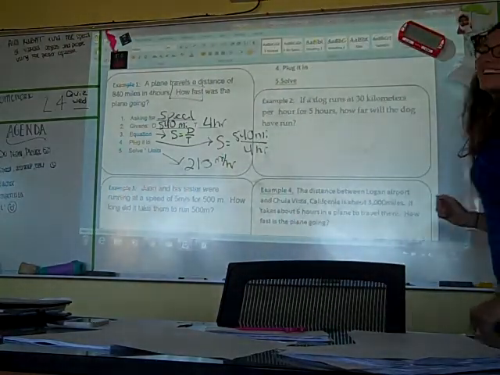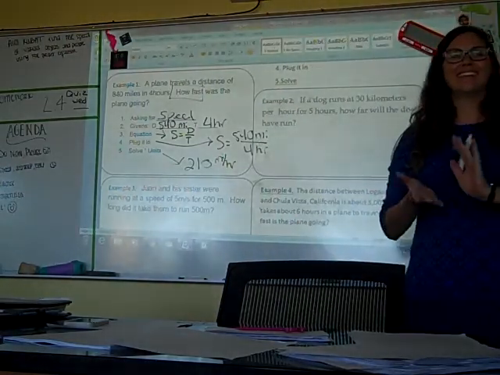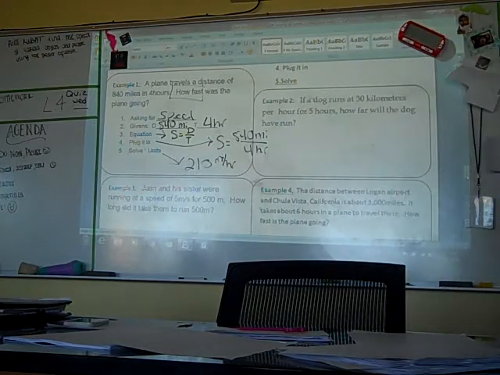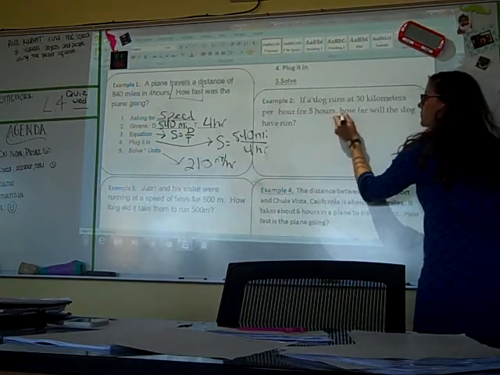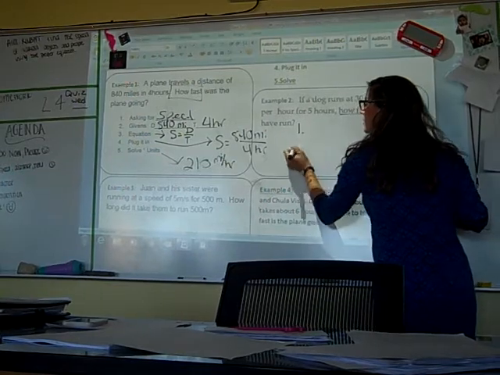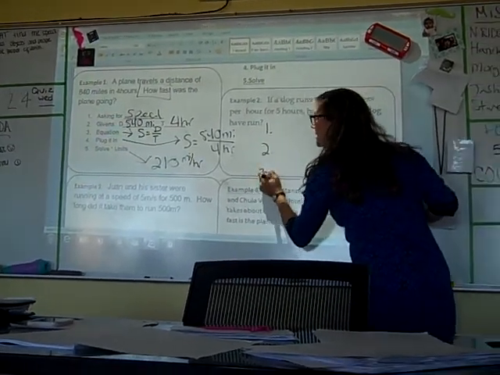Okay. Going to example 2. Who can read it, please? Let's go. You guys are doing amazing. Very good job. Yaneli. If a dog runs at 30 kilometers per hour for 5 hours, how far will the dog have run? Great. So, speed, distance, or time.